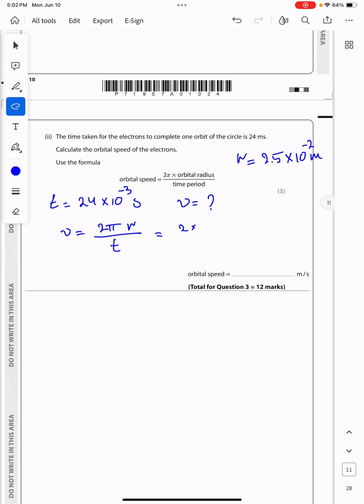So 2 times π times r, which is 2.5 times 10 to the power minus 2, over the time, which is 24 times 10 to the power minus 3. And you just have your calculator beside you and you solve it. You'll end up having the orbital speed as 6.54 meter per second. And that's it for question number 3.